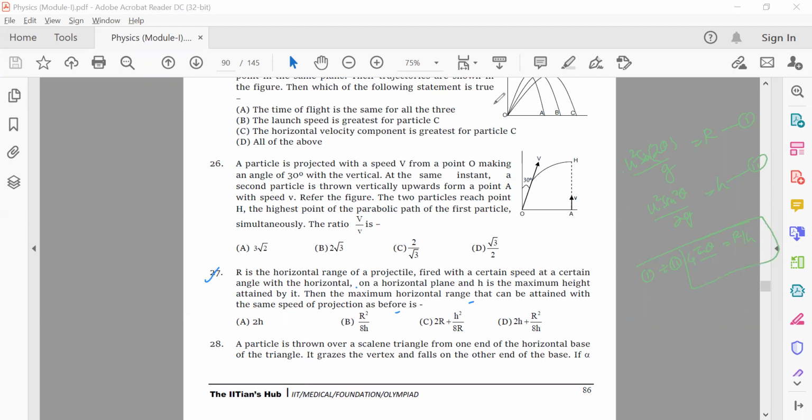Oh, sorry, that's what I thought. This is cot theta. So sine 2 theta divided by sine square theta, like this, or you can say H is equal to R tan theta by 4. I've shown you this relation from the equation of trajectory also before. Okay, so remember this. Now the maximum horizontal range that can be attained with the same speed as the projection speed before. So what is the maximum possible horizontal range? That is U square by G.